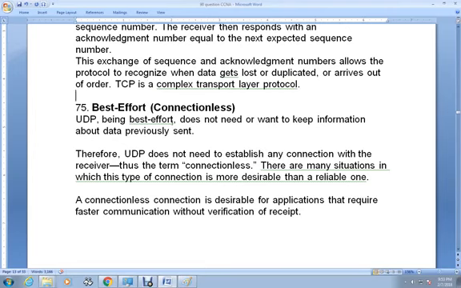And similarly, best effort communication, or best effort connectionless. UDP, being best effort, does not need or want to keep information about data previously sent. So it will not have any acknowledgement. There is no guarantee.